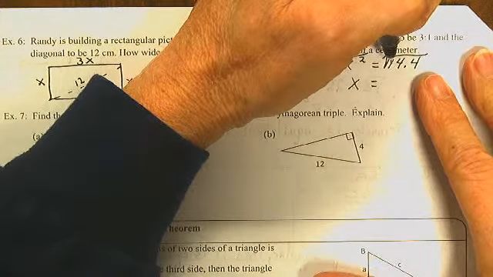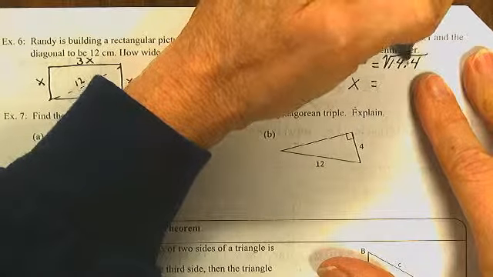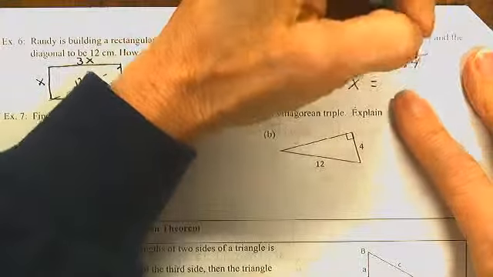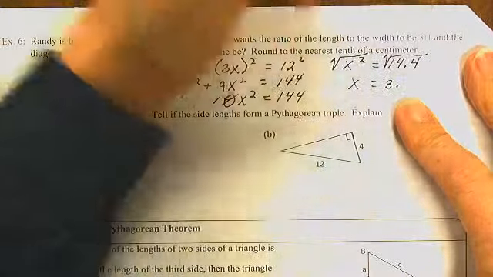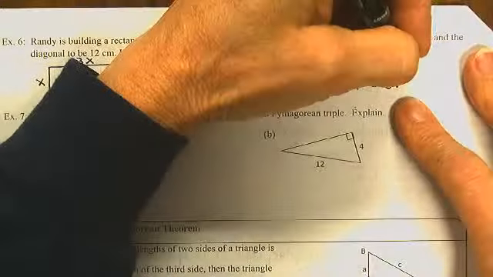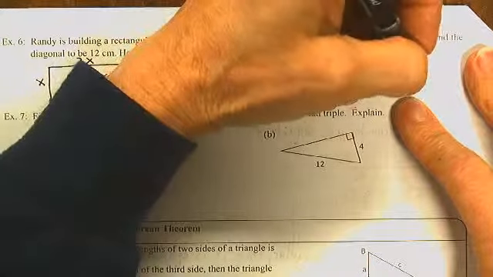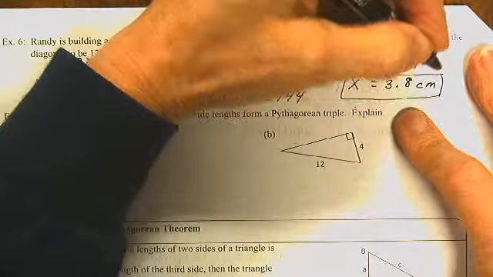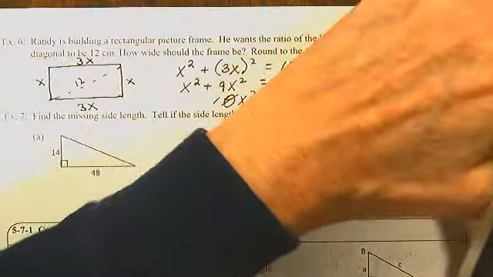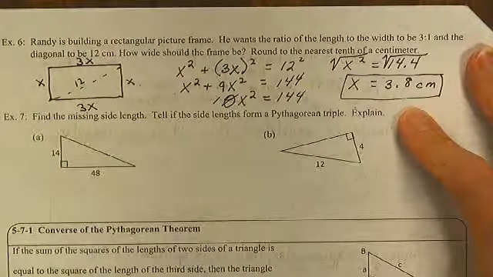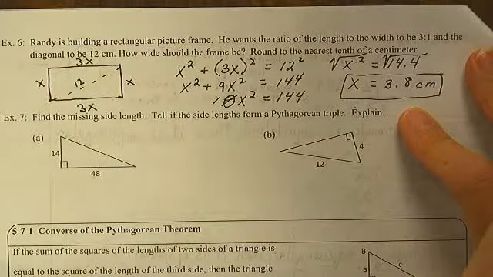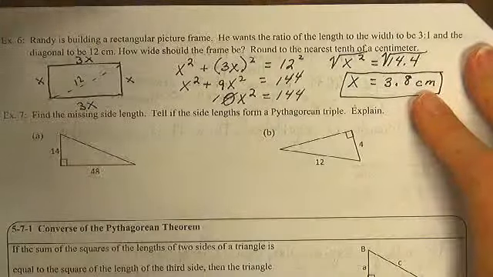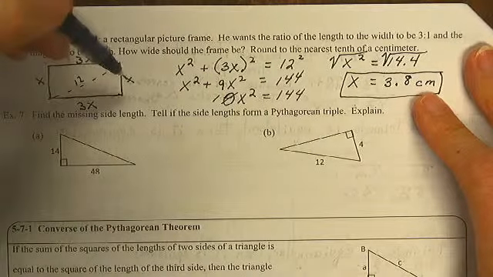144 would be 12 squared, but 14.4 is the square of 3.79 or 3.8 centimeters. Now let's see whether that makes sense. 3.8 squared. My calculator is out of batteries. I'm just going to presume that this is correct.